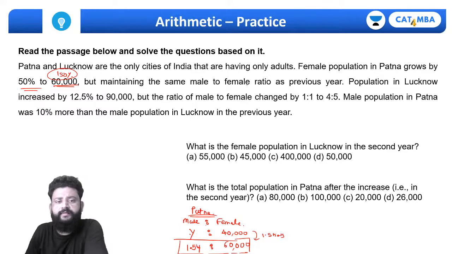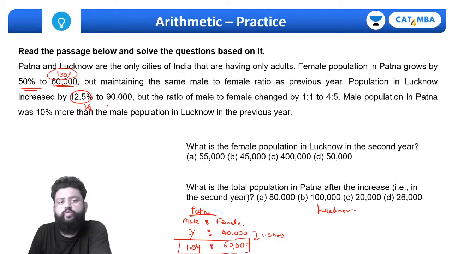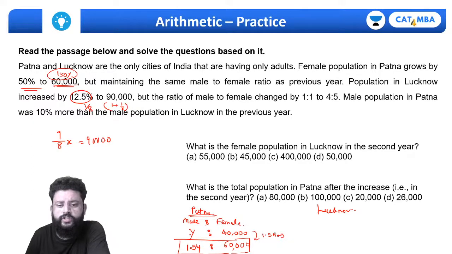Okay, then after that, the population in Lucknow increased 12.5%. 12.5% is 1 by 8 basically. So this is 1 plus 1 by 8, which is 9 by 8 of the original population. So 9 by 8 of the original population must be 90,000. So original population must be 80,000.